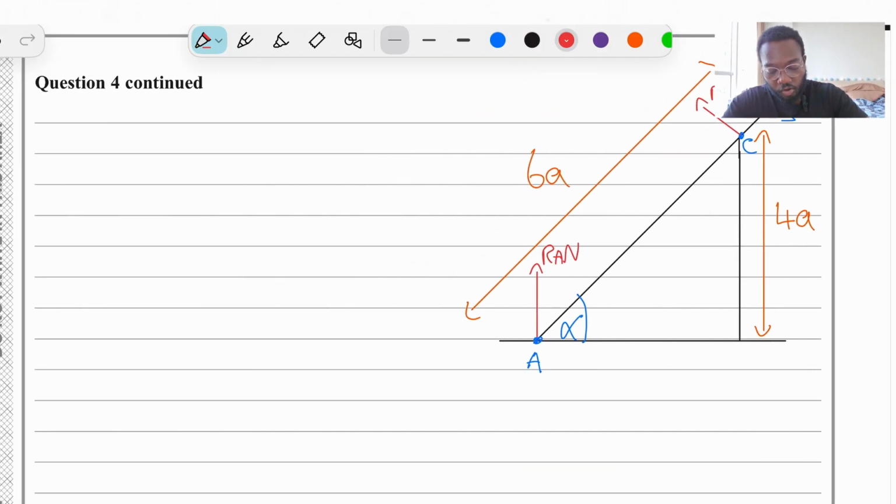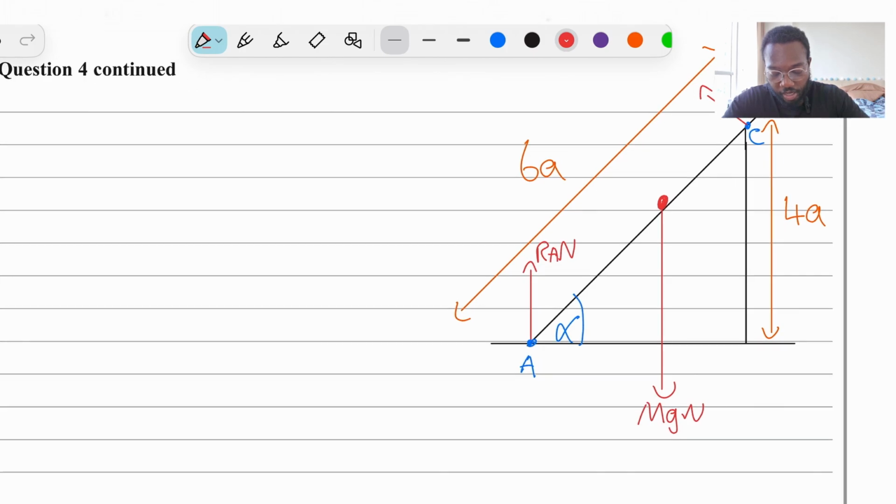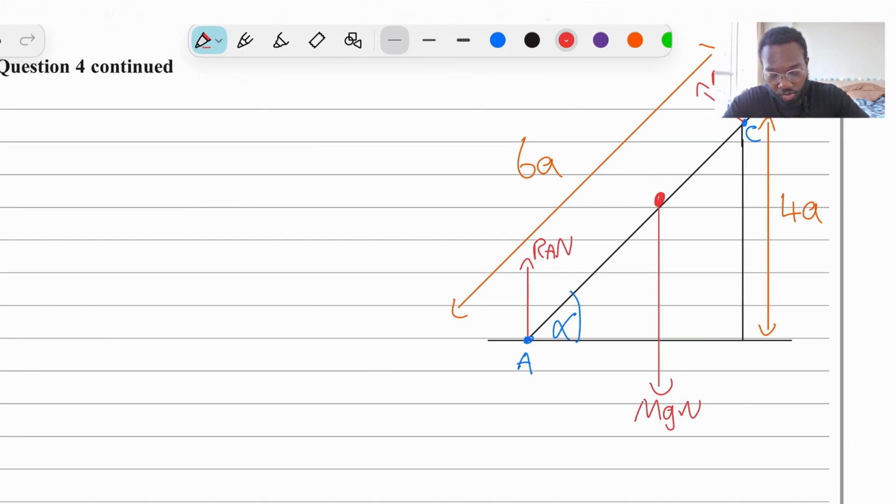Also we have the uniform rod, so we're going to have the weight in the middle. That will go down like this, and that will be mg newtons. And last, we have the friction we need to include. Now, for the friction, it has to go to the right, okay?